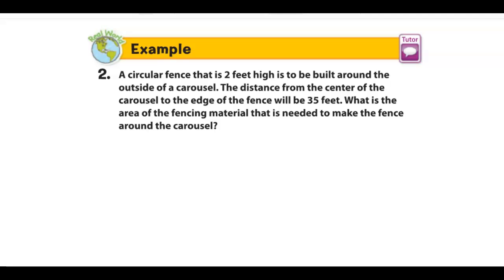So number 2 here, you guys, let's see, I'm going to change the color. I don't know if you guys can see that or not when I do that. A circular fence that's 2 feet high is to be built around the outside of a carousel. The distance from the center of the carousel to the edge of the fence will be 35 feet. So here's what they got. They've got this fence that's going all the way around this carousel. That's probably one of the best circles I've ever drawn. All right, and from the center of the circle to the outside of the fence is 35, right?